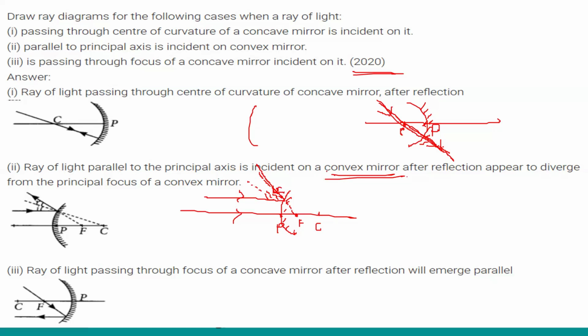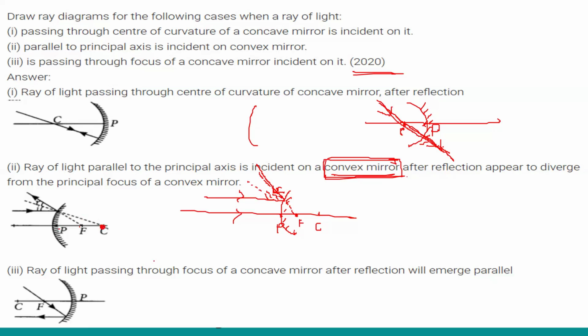So the important thing is which mirror you are using, whether it is a converging mirror or a diverging mirror. If you use a convex mirror, the light diverges. If you use a concave mirror, it converges. We should know that, and also which is the pole, which is the principal focus, and which is the center of curvature.